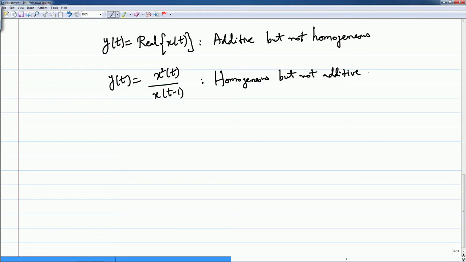Okay. So, instead of x of t, if you put in a times x of t, you see the a square on top will cancel with the a at the bottom, and you will get back a times the output. So, it is homogeneous, but clearly it is not additive. I gave you the rule of thumb about products, and there is a product and a quotient, x square of t divided by x of t minus 1. Clearly it will not be linear, but it will not be additive. It is easy to show that, but it is homogeneous.